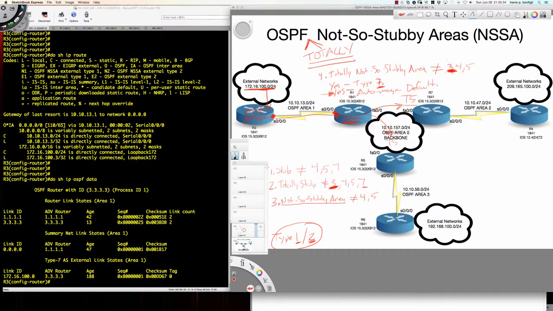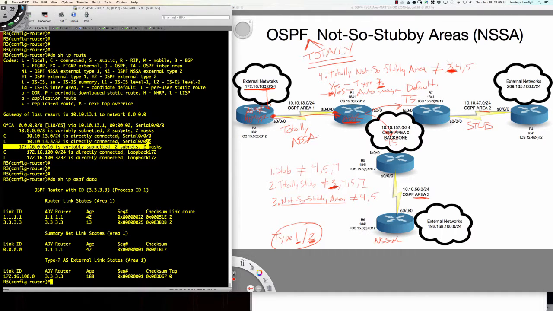Okay, and one of the questions I'm often asked is, well, what about these other areas like area 2 and area 3? Can I make this one a stub? And what if I make this one an NSSA, a not-so-stubby area? Can I do that within the same domain? And the answer is absolutely. So we have here a totally not-so-stubby area, right? Let's go make area 2 a stub area.